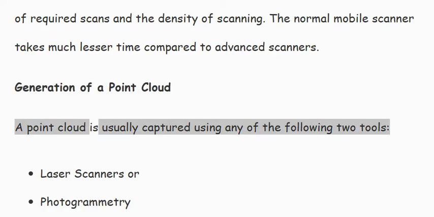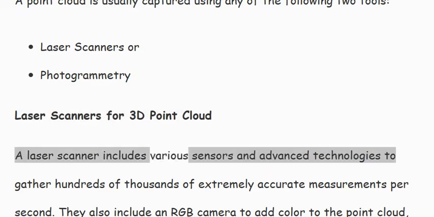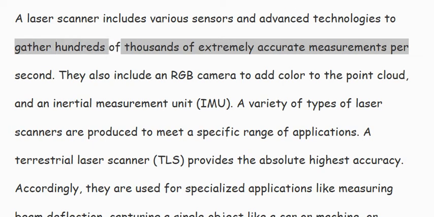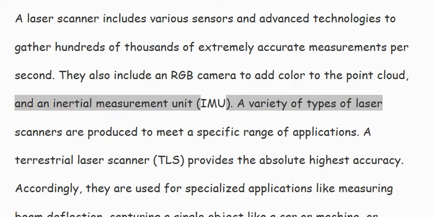A point cloud is usually captured using either of the following two tools: laser scanners or photogrammetry. Laser scanners for 3D point cloud. A laser scanner includes various sensors and advanced technologies to gather hundreds of thousands of extremely accurate measurements per second. They also include an RGB camera to add color to the point cloud and an inertial measurement unit (IMU).